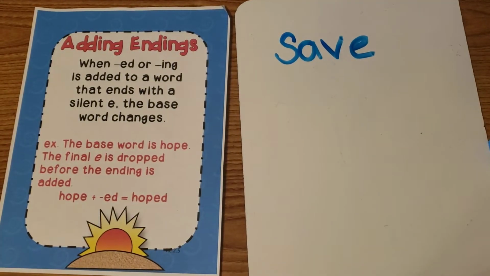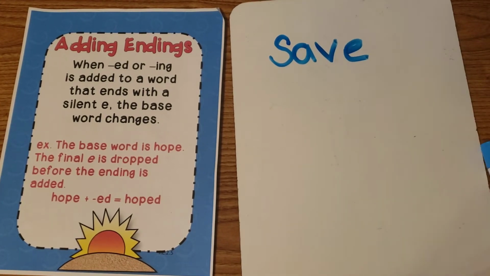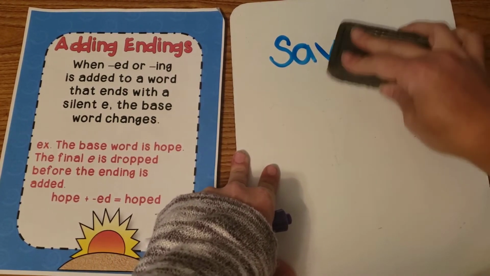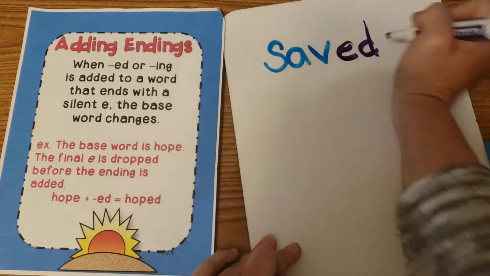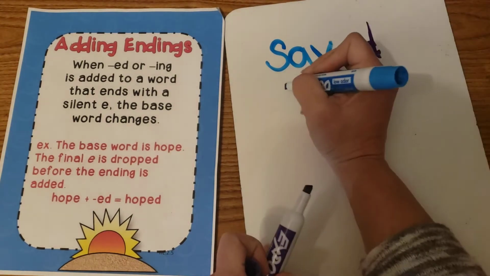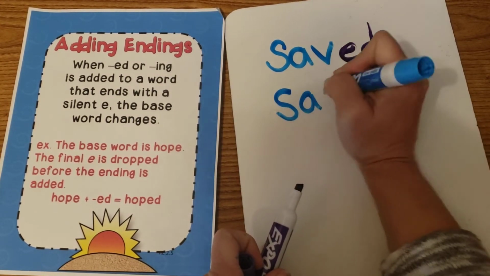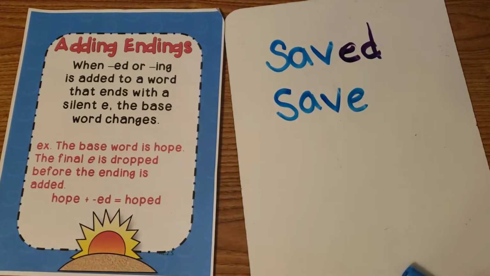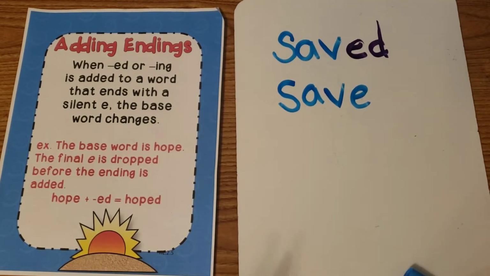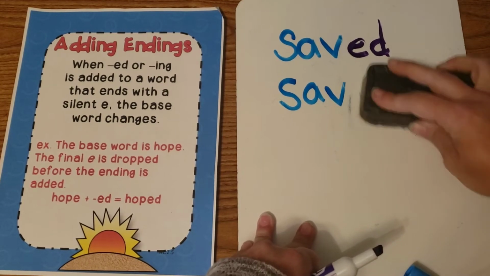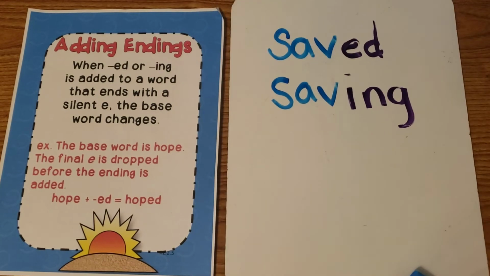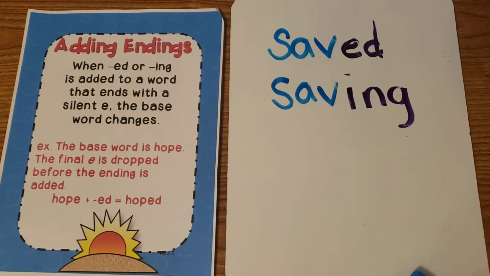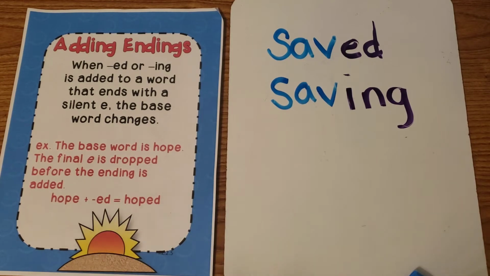Save. So if I'm going to follow, it ends in a magic E. So I'm going to drop the E, and then I'm going to add my ending, my ED ending. And now I have the word saved. If I had the word save again, this time I want to add a different ending. I wanted to say ing, saving. So I'm going to drop the E and add ing. So if it ends in a magic E, you've got to get rid of the E before adding our ed or ing ending. Okay? Another example.